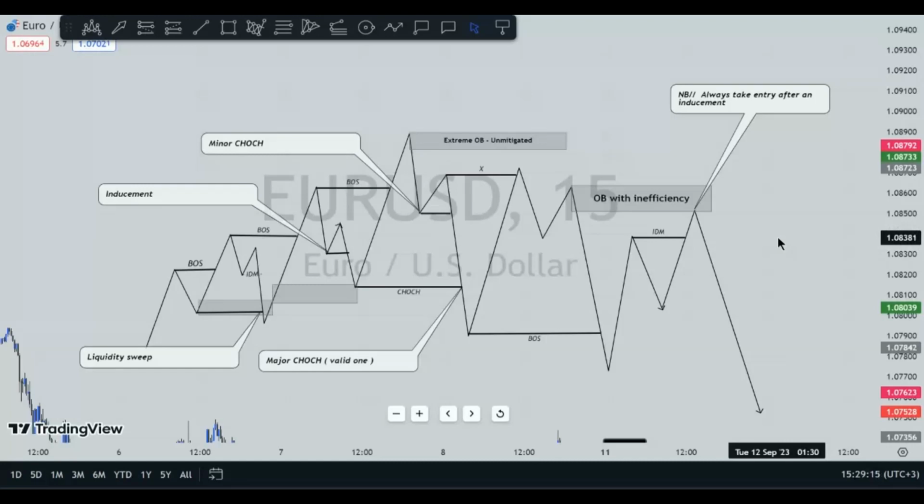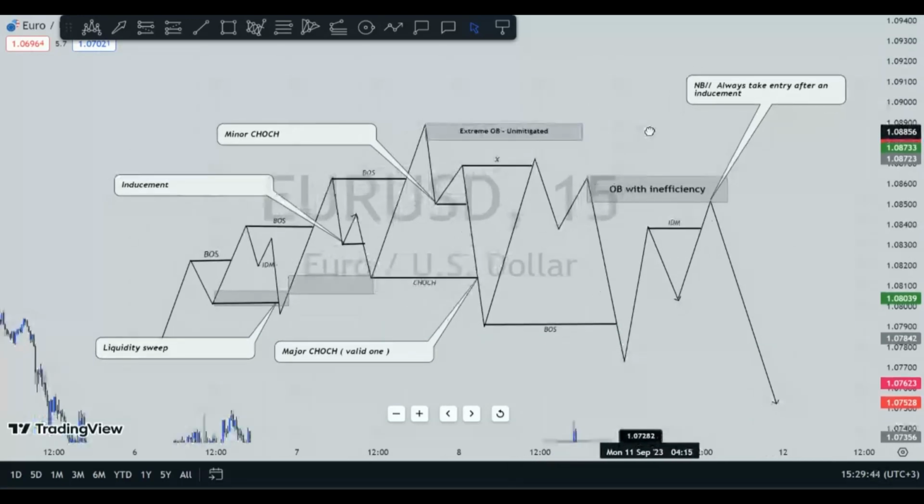If you haven't watched, kindly watch the previous video. Liquidity means where money lies, basically, where our stop losses are. So price tends to fuel after taking out the stop losses.